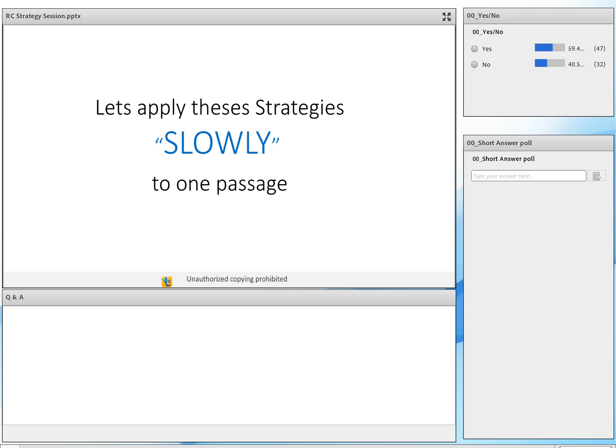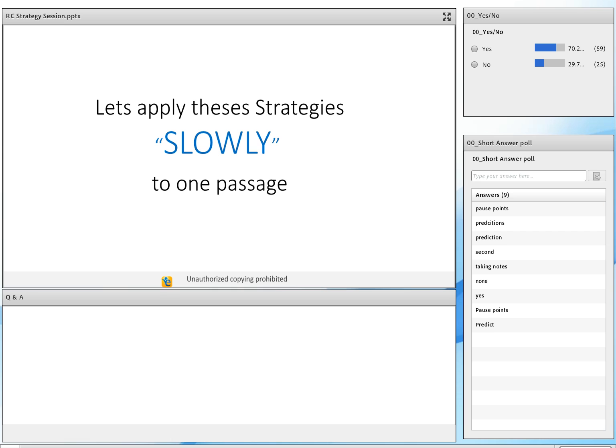Okay. Now, before I show you the passage, I want to ask you which one of these three strategies surprised you the most, or which one of these three strategies were like, really? You do that on RC? None. Okay. The second one, which was predicting through the keywords and then the pause points, okay, which was the first one. Okay, all right, sounds good.